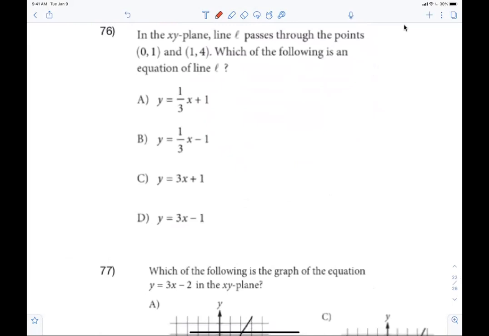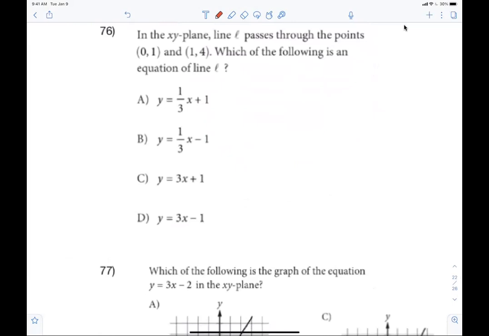So now for question number 76, what is the Y-intercept? Somebody look at that. 1. Right now, please tell me if you don't understand what I'm saying. The Y-intercept is obviously 1, right? Anybody have an issue with that?